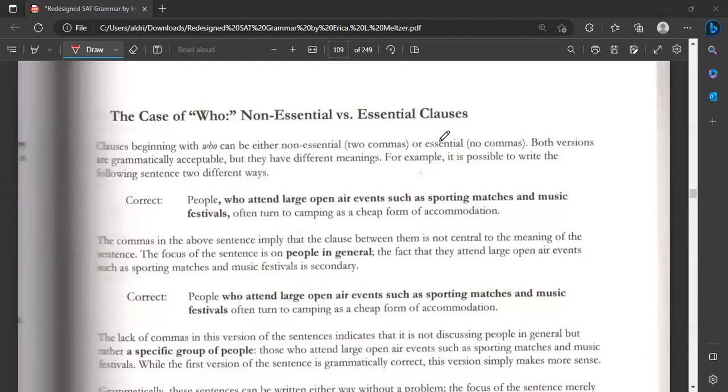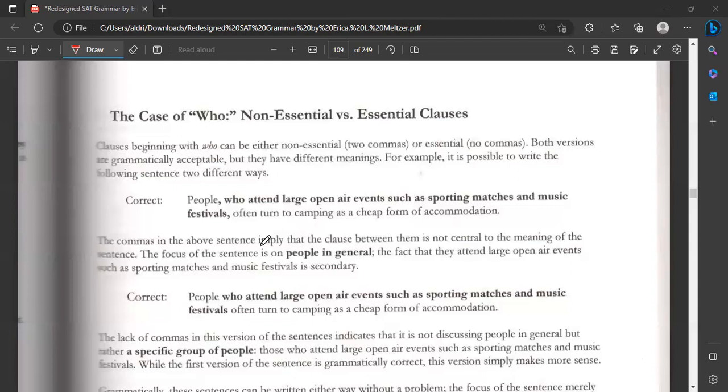They may be both grammatically acceptable, but they may have different meanings. Like in this example here, people who attend large open-air events such as sporting matches and music festivals often turn to camping as a cheap form of accommodation. All right, let's look at the second sentence down there. People who attend large open-air events such as sporting matches and music festivals often turn to camping as a cheap form of accommodation.